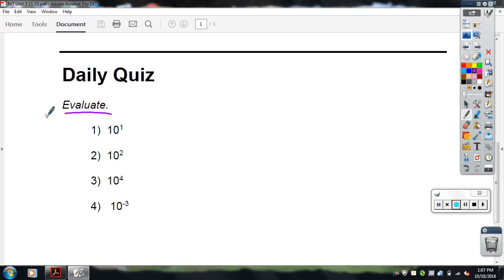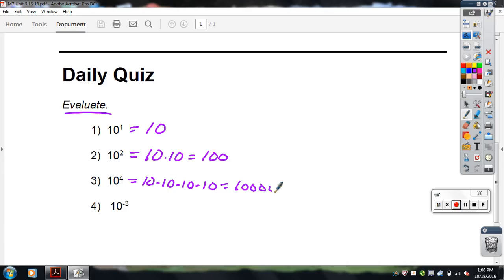Question number 1 says 10 to the first power. So that's asking for 1 ten. 10 to the first power is 10. 10 to the second power would obviously be 10 times 10, which is 100. 10 to the fourth power would be 10 times 10 times 10 times 10, where if you did that work, you would realize that is 10,000.